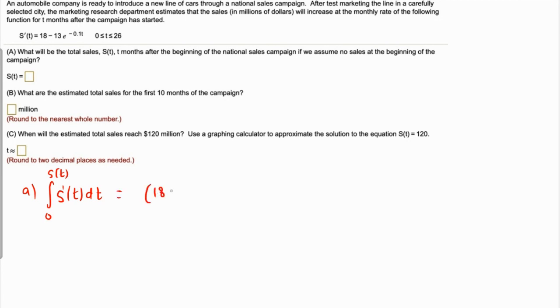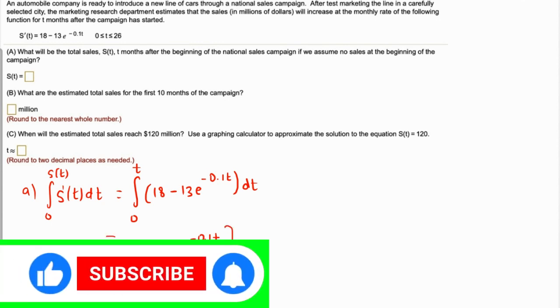So we integrate the right side as well, and the values of t are from the starting, that is 0, to the month t. So this will become S(t), of course, after the integration, and definitely there would be a dt as well. Integration of 18 is 18t, 13 remains outside. Integration of e raised to minus 0.1 t is e raised to minus 0.1 t over negative 0.1. All right, and the limits of t are from 0 to t.